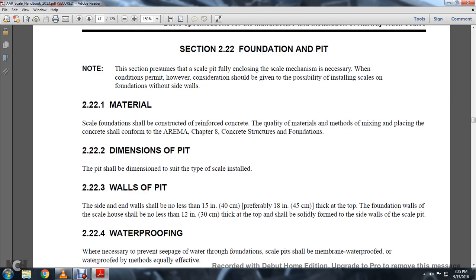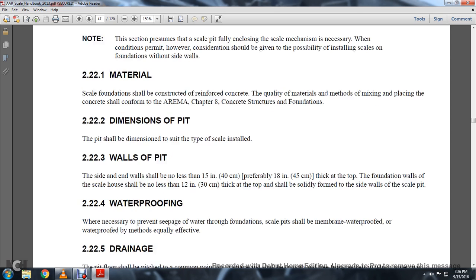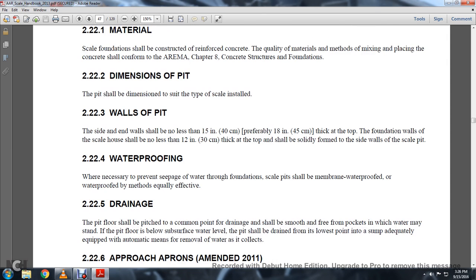Section 223, walls of pits. The inside of the end walls shall be not less than 15 inches, preferably 18 inches, thick. The top of the foundation wall of the scale housing shall be not less than 12 inches. The top of the end walls shall be solidly formed with the side walls of the scale pit. Section 224, waterproofing. When necessary to prevent seepage of water through the foundation of the scale pit, a membrane or waterproofing method shall be used, or other equally effective methods.